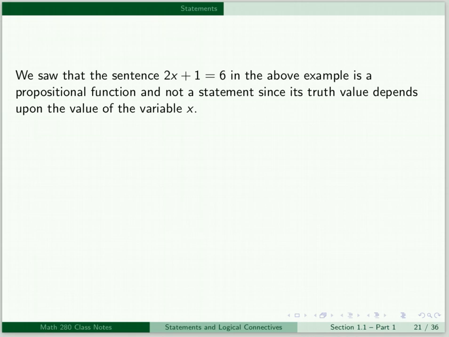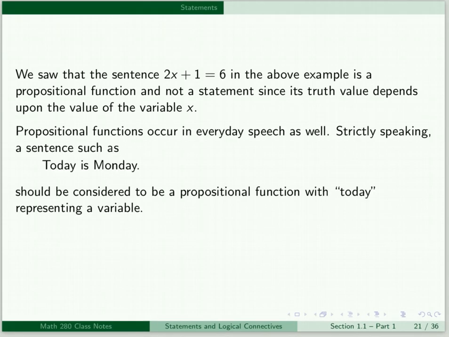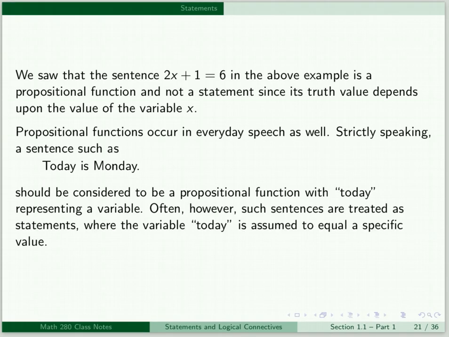Now we saw that the sentence 2x plus 1 equals 6 in the above example is a propositional function and not a statement, since its truth value depends upon the value of the variable x. Propositional functions occur in everyday speech as well. Strictly speaking, a sentence such as "today is Monday" should be considered to be a propositional function, with today representing a variable. Often, however, such sentences are treated as statements where the variable today is assumed to equal a specific value.